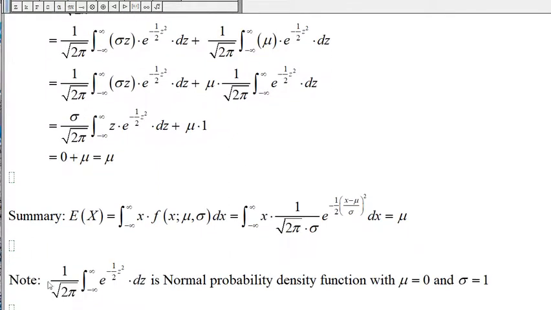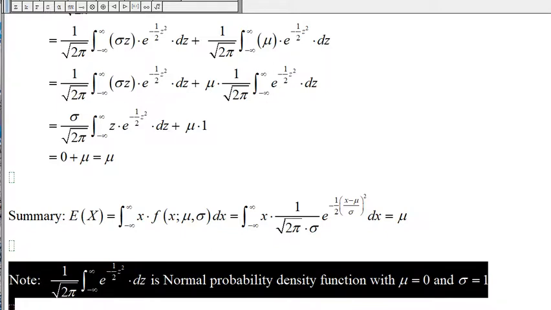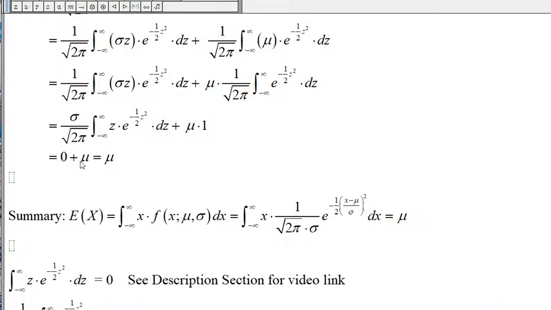In an earlier video, we have shown that the integral from negative infinity to positive infinity with the integrand z times e to the negative 1/2 z squared is equal to 0. See the description section for this video link. So this integral right here, z times e to the negative 1/2 z squared, is equal to 0. And so sigma over the square root of 2 pi times 0 is just 0.